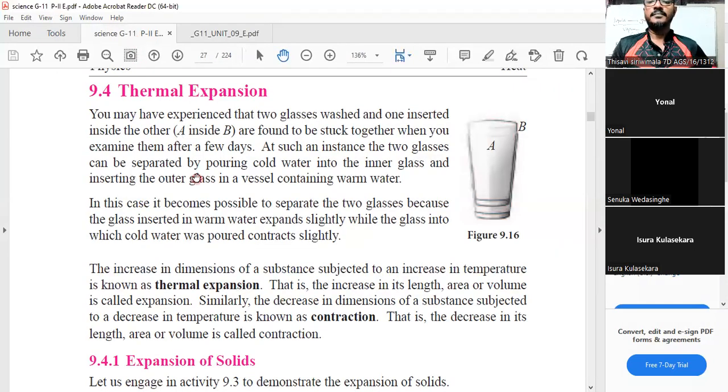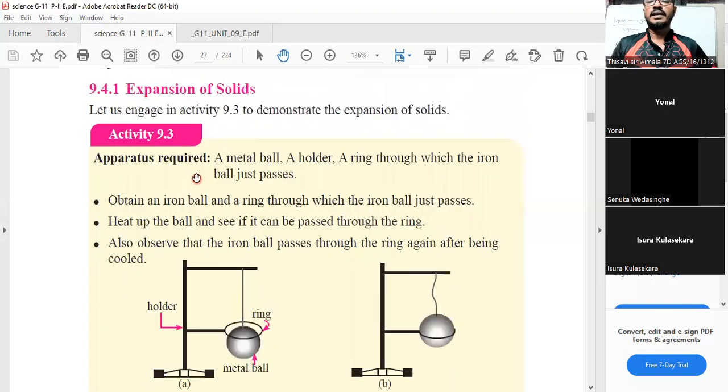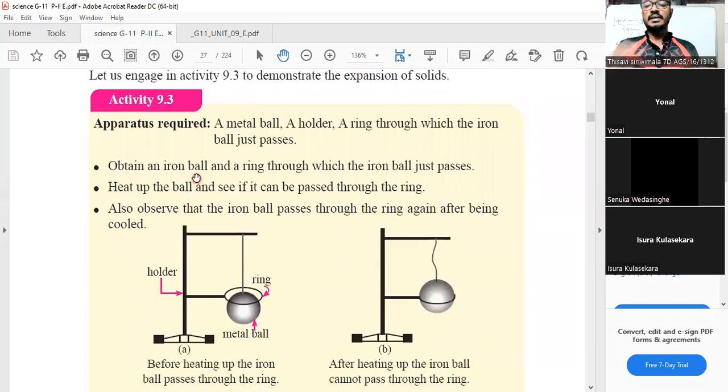There is an activity for this. Here you require a metal ball, and you have to make a loop which is big enough to slightly send the metal ball through it.